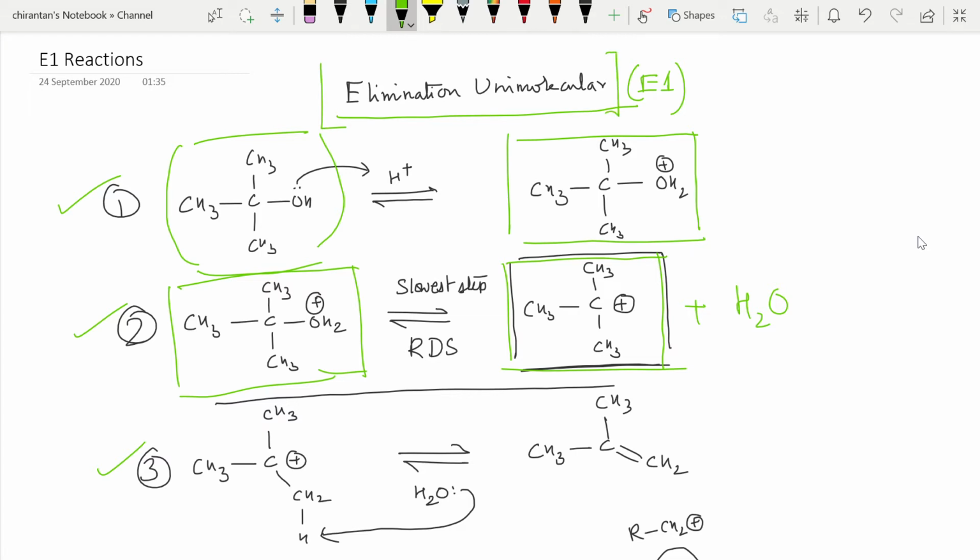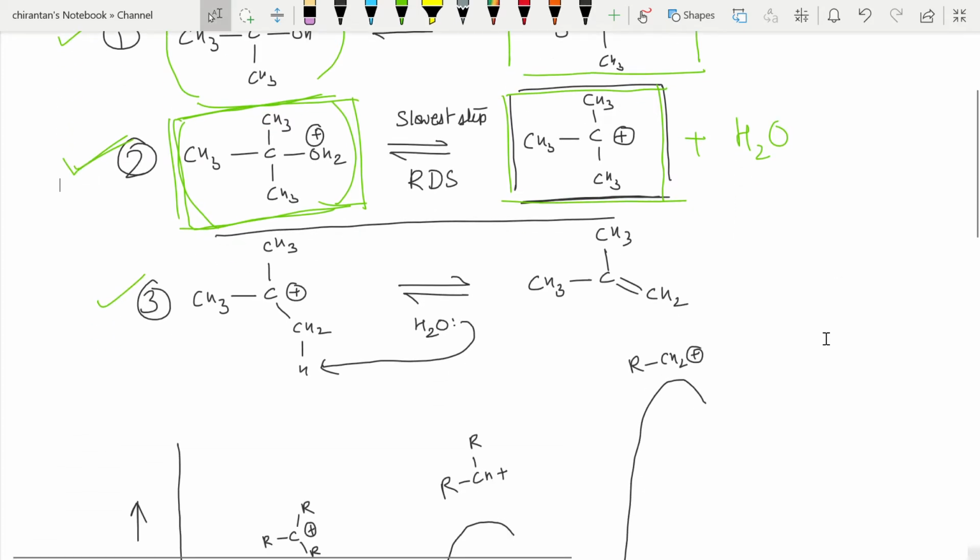This number 1 suggests that the slowest step of the reaction will involve only one molecule. Here we can see that step number 2, which is the slowest step of the reaction, involved only one molecule. Hence, this is a unimolecular reaction. And the final step is the formation of the alkene, where the proton will be taken away by a water molecule. A water molecule is acting as a base here and giving you the product alkene.